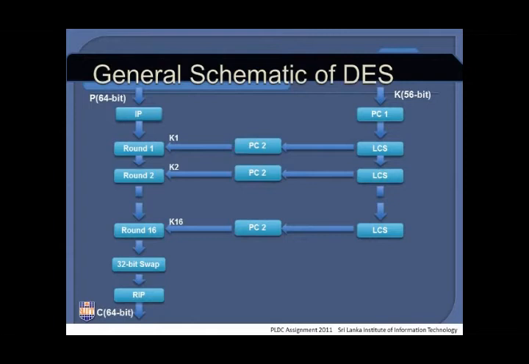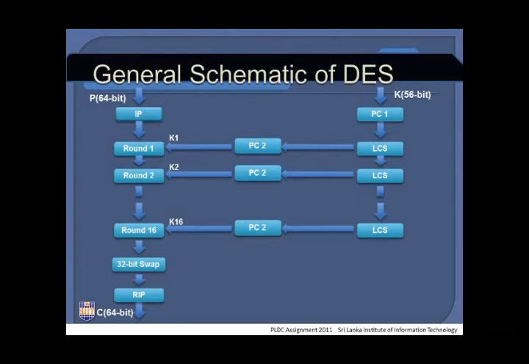This diagram explains the overall functionality of the DES algorithm. Here, a 64-bit plain text goes to an initial permutation. Initial permutation means you jumble the bits in some defined order. Then you carry out 16 rounds of identical looking operations. Once you complete these 16 rounds, it will create a 32-bit swap.